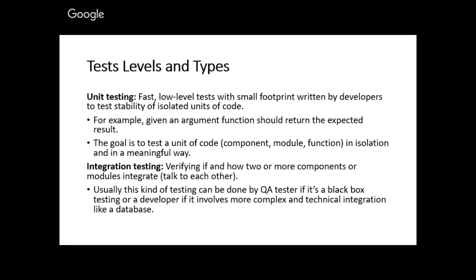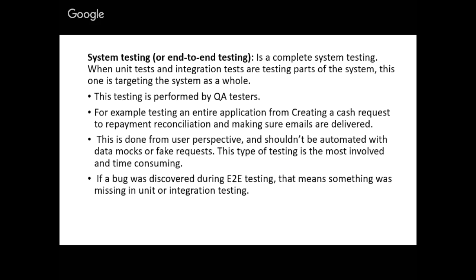From the developer perspective, it is more low level, but from the QA perspective, it is quite close to the next type of test that we'll be discussing, and that is system test or end-to-end testing. This is a complete test of the system. When unit tests and integration tests are testing parts of the system, this one is testing the system as a whole. Now you have the whole system, then you want to test the whole system, the whole functionalities. It is best done by the quality assurance tester.